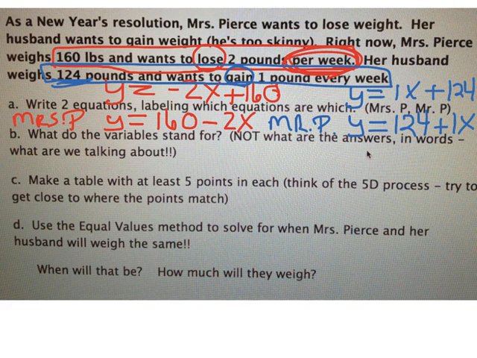Okay, so letter B now says, what do the variables stand for? Be careful, they're not saying what's the answer, they're saying what do the variables stand for. So this word problem, now that we have word problems, it actually has meaning. So I need to go back and say, well, the x's, that's going to stand for the number of weeks. Pretty much whenever there's a time involved in a word problem, that's going to be x. Okay, so x is the number of weeks, and then the y value, after I do the 160 minus 2 times the number of weeks, that's going to give me my weight in pounds.